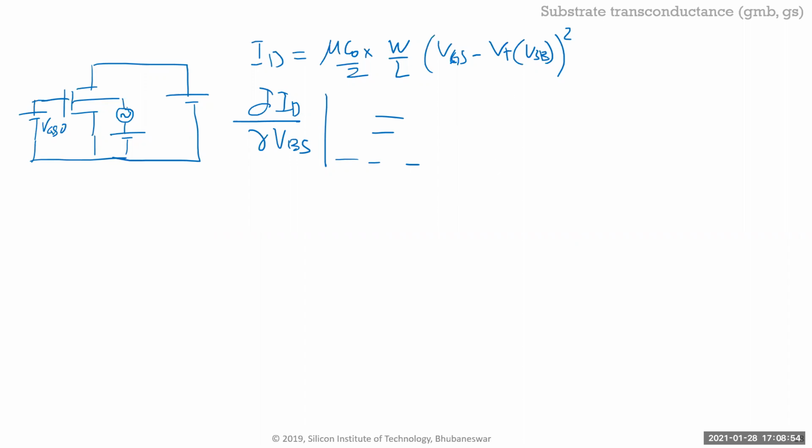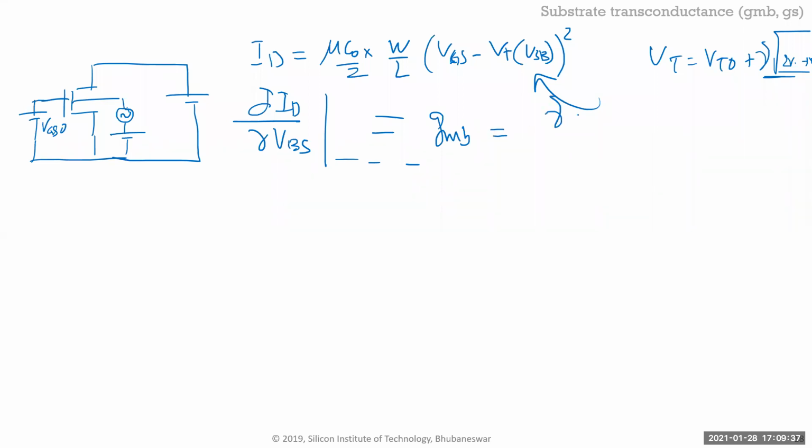This will come from expanding VT, which equals VT at VSB equals 0 plus gamma times square root of 2 VSB plus 2 phi F minus phi F, right? So you use that expression here and differentiate it, and this is called GMB, the body transfer function, and it actually hurts you. If your source and bulk are not biased together, it will take away some gain, because this is a negative term, okay? Actually, this is a positive term. The GM was a negative term. This is a positive term because your ID is going in the different direction. I'll show you when I draw the small signal.